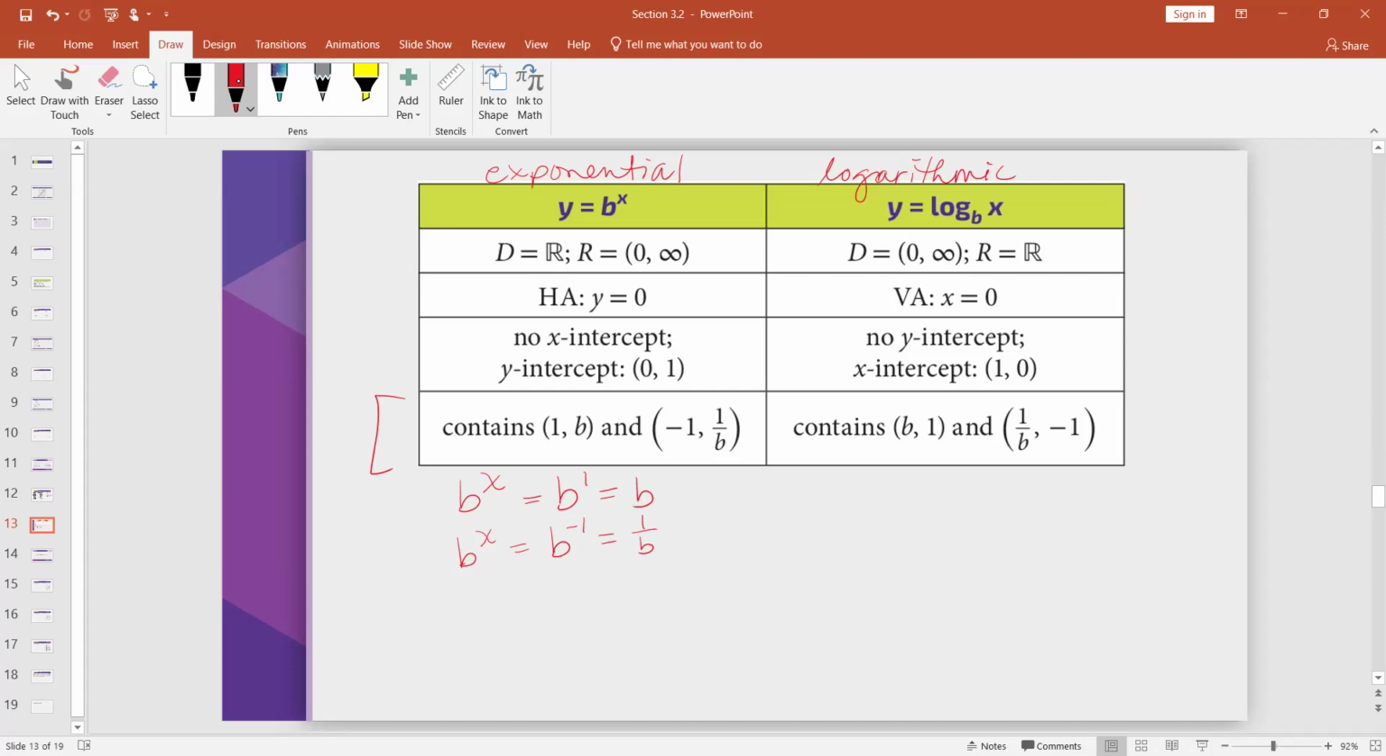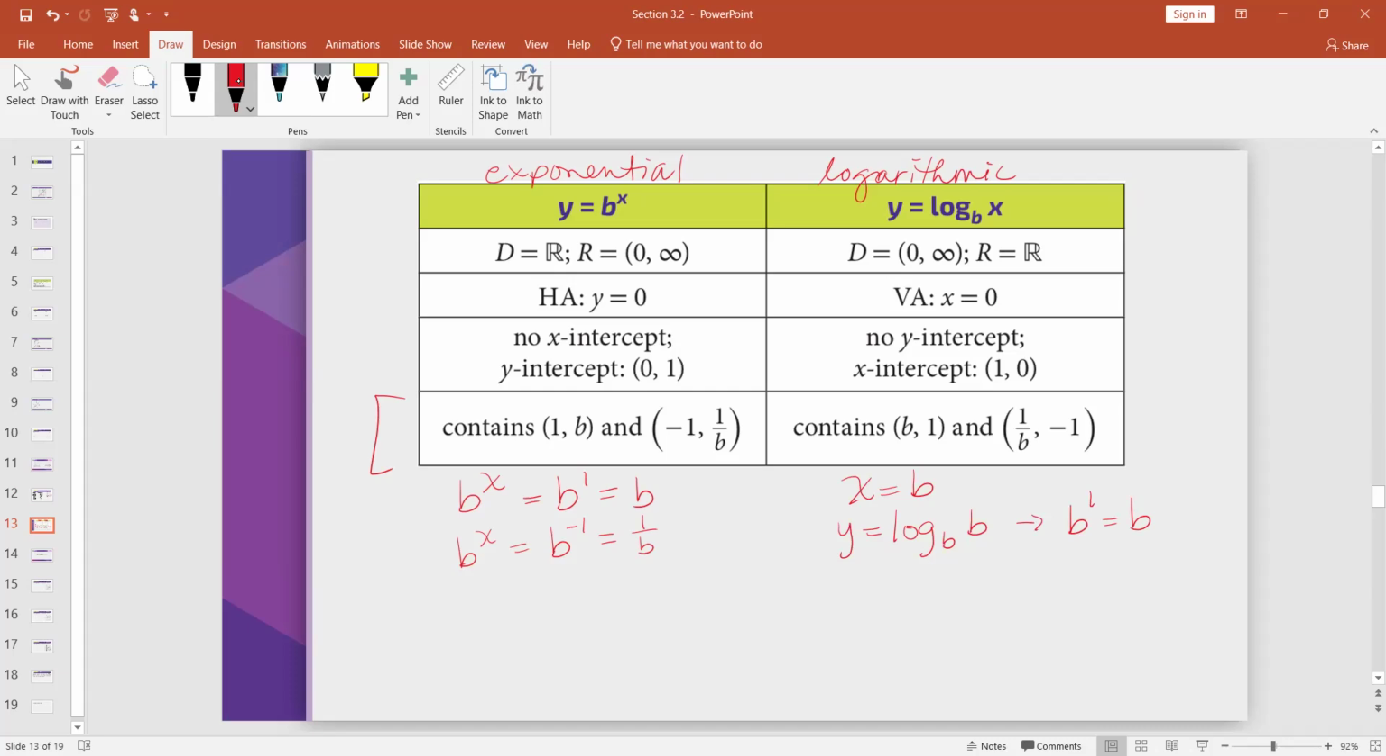For the logarithmic functions, if x equals b, then the function is y equals log base b of b, right? X equals b. That means our exponent has to be 1, because only any base number to the power of 1 gives us b. So you have to remember that's the answer.